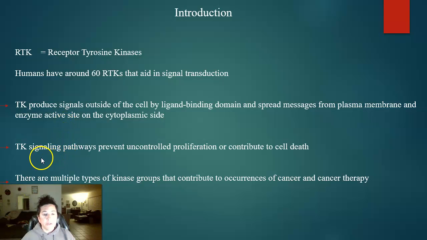Also, our TK has signaling pathways, which I'm going to mention here, that prevent uncontrolled proliferation and contribute to cell death, or apoptosis. There are multiple types of kinase groups that I am going to mention that contribute to the occurrence of various cancers. And I'm also going to be talking about some inhibitors that contribute to the treatment of cancer.